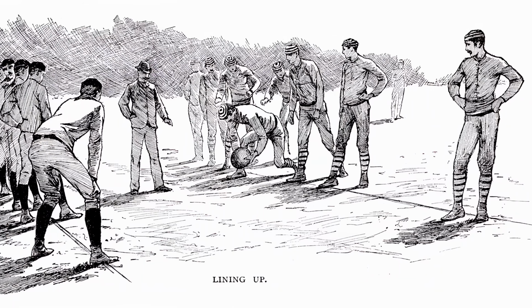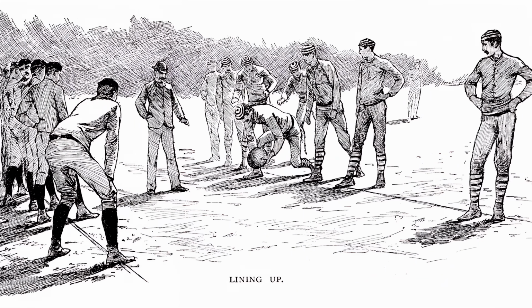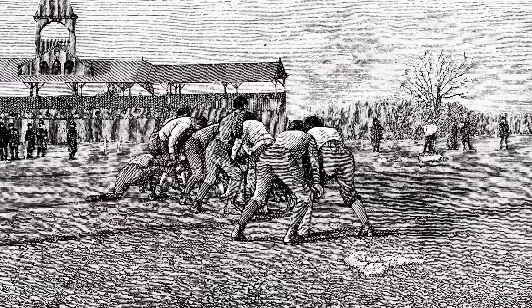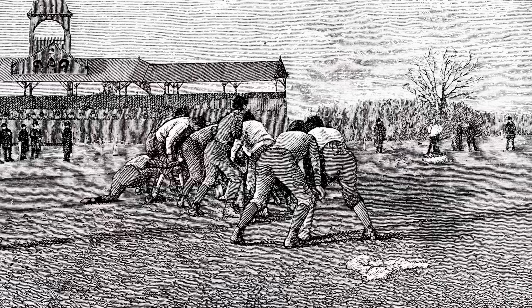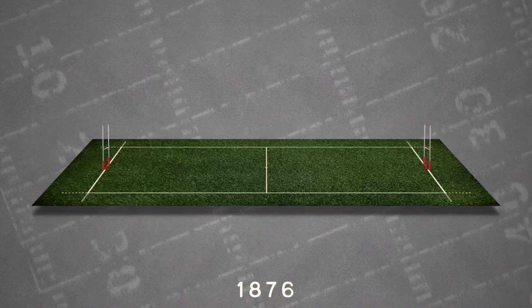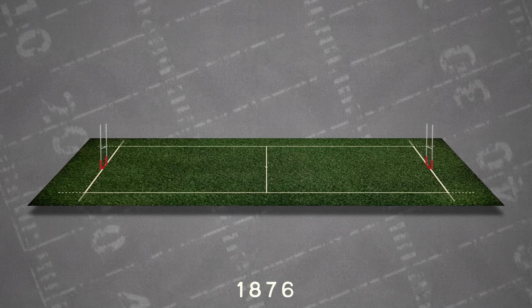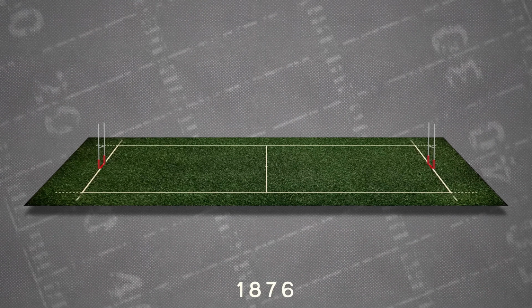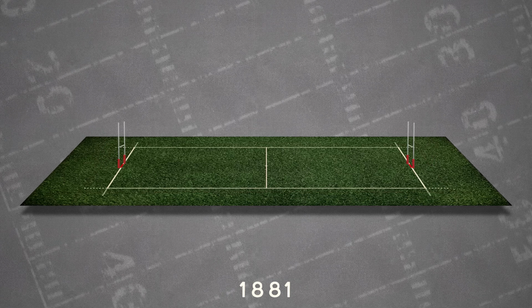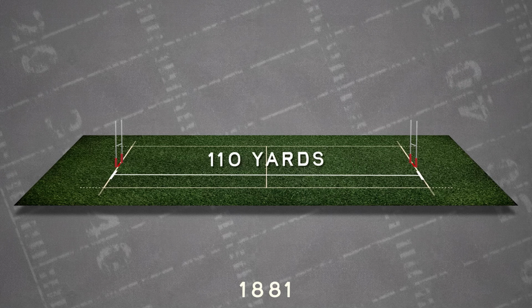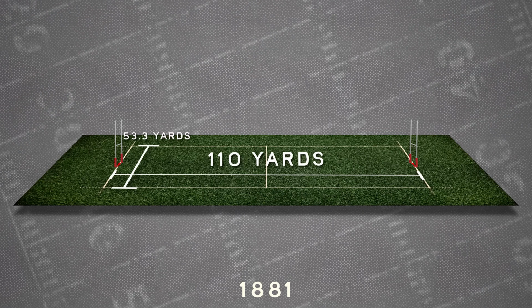This would give a clean pause between plays, giving the offense a moment to regroup and plan their next attack. Teams were also reduced from 15 men to 11, which made this coordination easier. But now the field was way too big, giving offenses a huge advantage with so much acreage to run with. So as a result of these changes, the field shrank from its massive size of 140 yards by 70 yards to a tighter 110 by 53.3 yards in 1881.